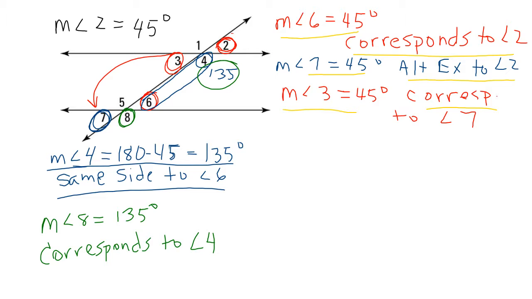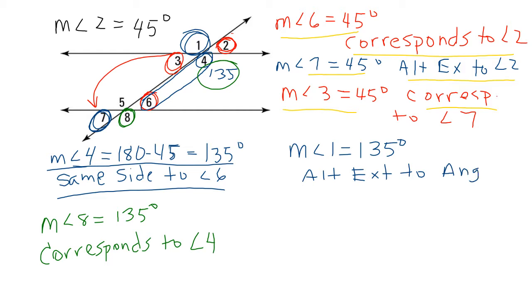Well, guess what? Because I know angle 8, I now know angle 1. Measure of angle 1 is also going to equal 135 degrees. Why? Because it's alternate exterior to angle 8. I can just write the angle symbol.